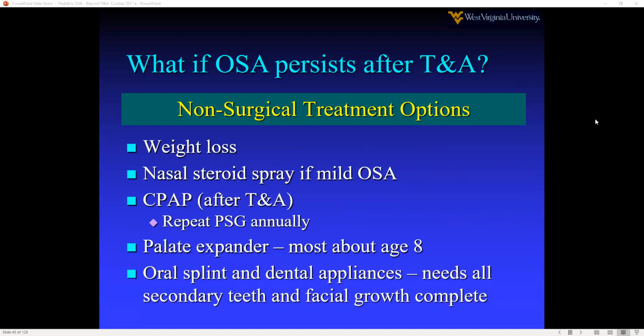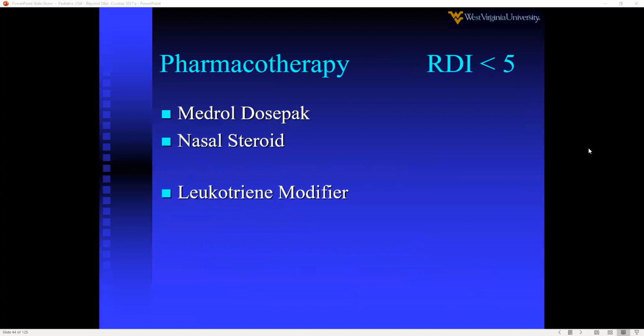So we talked about weight loss, nasal steroids, and mild OSA. If they're on CPAP, which I don't expect that you would treat them with CPAP with an annual visit, but it's expected that you should repeat a PSG every year if they're on CPAP. Palate expander, that's your dental colleagues could put this in, and oral splints and dental appliances really need secondary teeth and then facial growth to be complete, because most orthodontists are not going to go for this just because they are fearful of changing facial shape and bite characteristics.